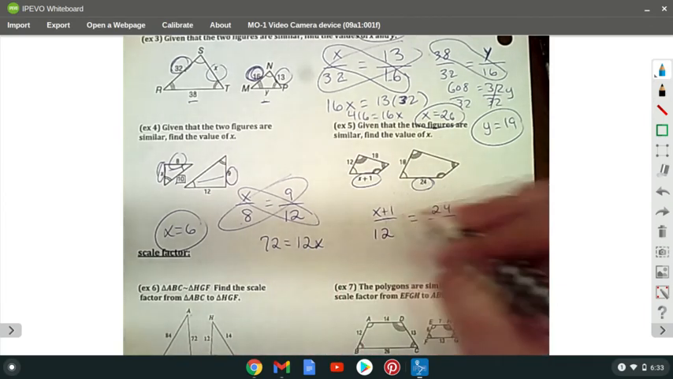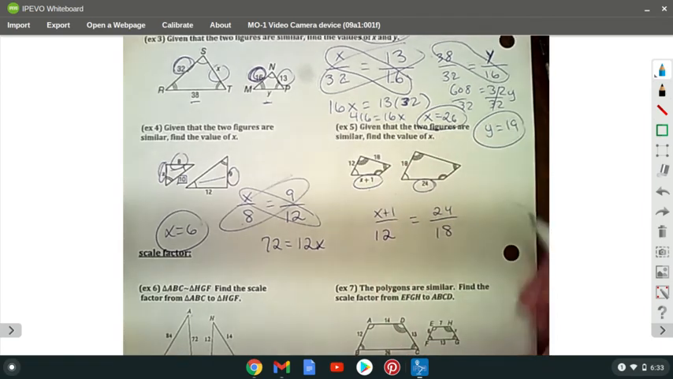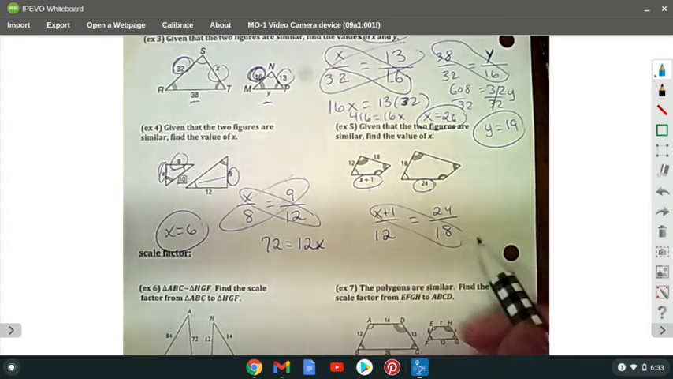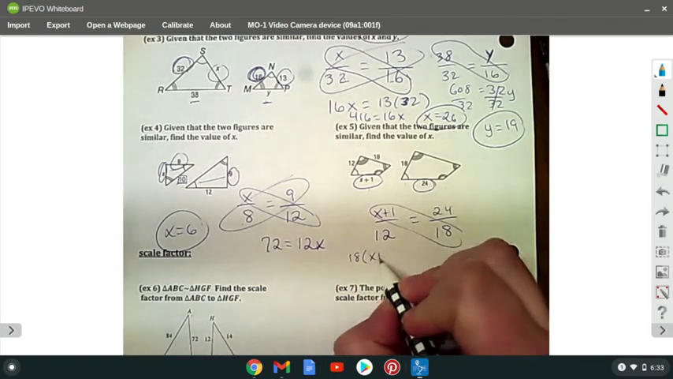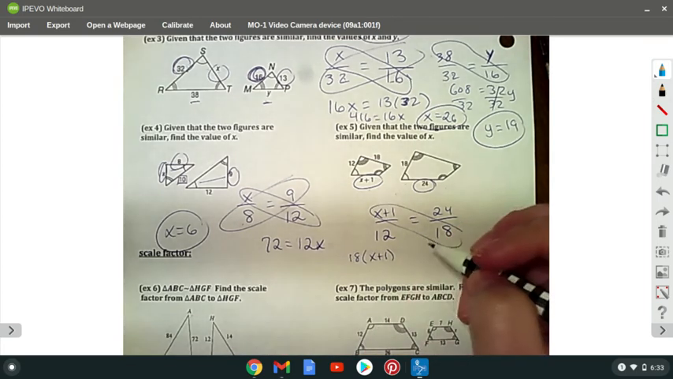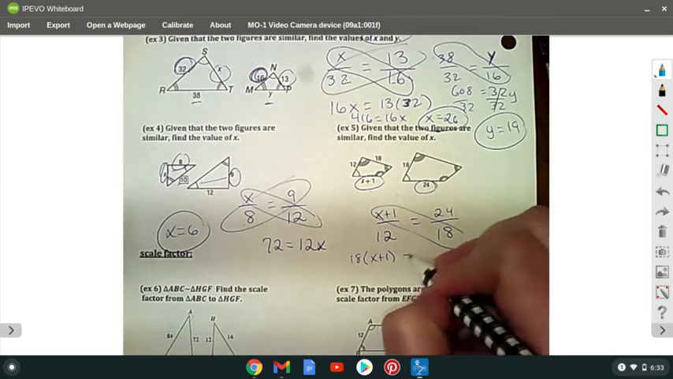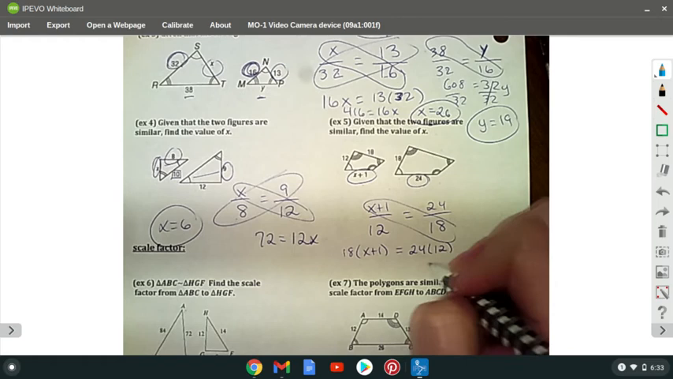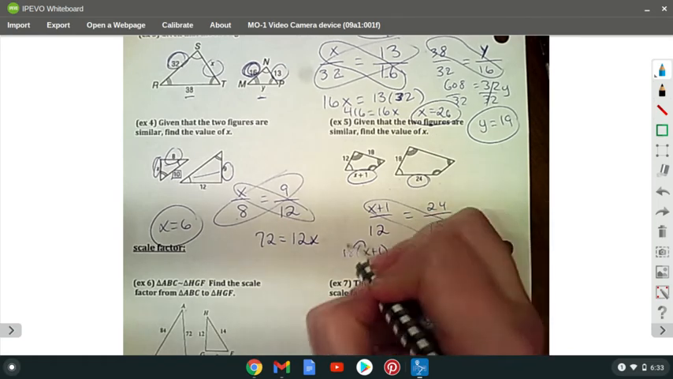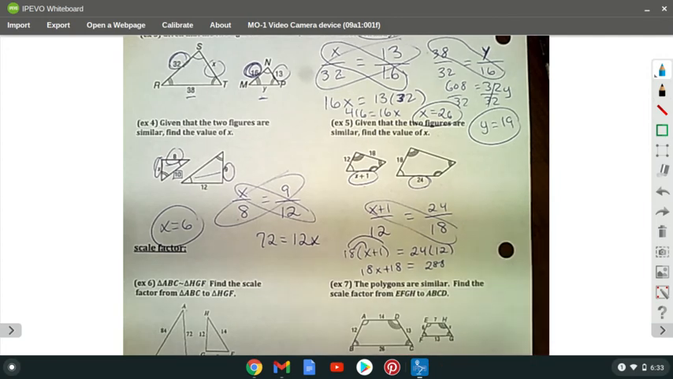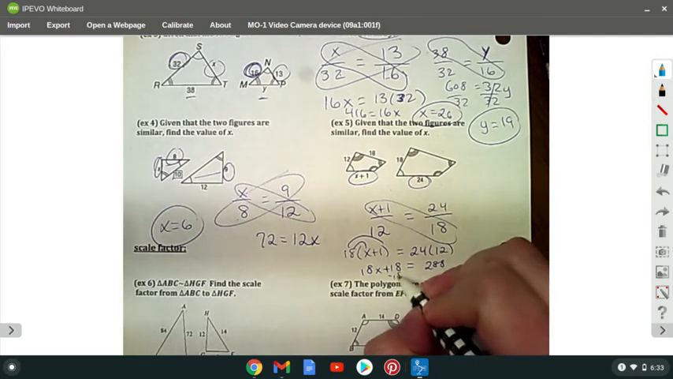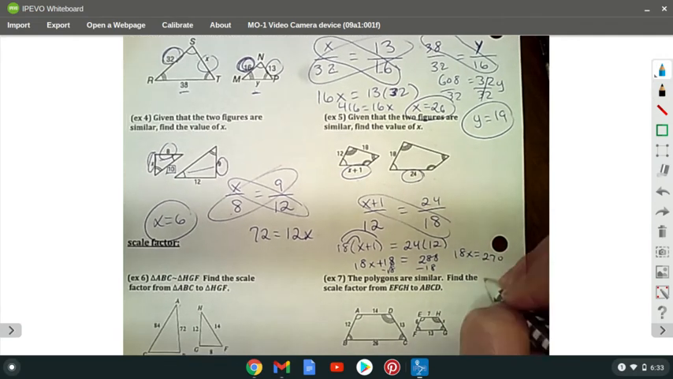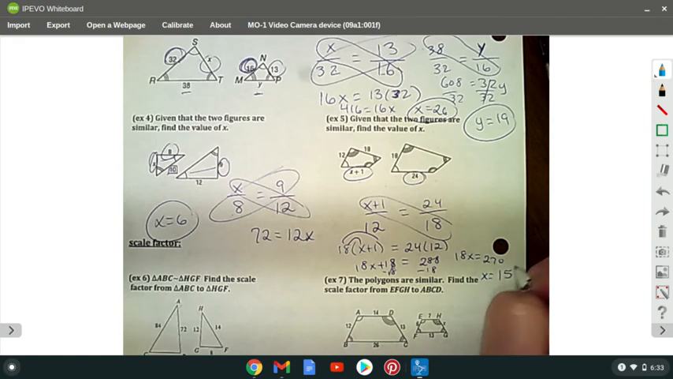12 should be in the fraction with x plus 1 because they're in the same triangle, and the 18 should be here. This is right here where you really need to pay attention. When we cross multiply here, that 18 is multiplying by x plus 1, so we have to distribute. So make sure that x plus 1 gets put in parentheses. And then I have 24 times 12. 24 times 12 is going to give me 288, and I'm going to distribute this 18 to get 18x plus 18. If I take away 18 from both sides, I'm going to get 18x equals 270, and that would make my x equal to 15.